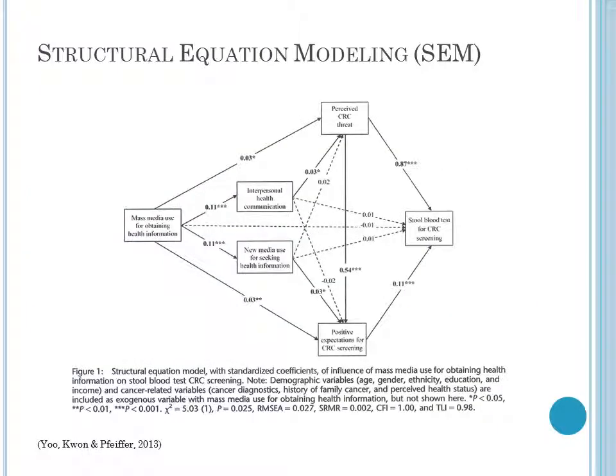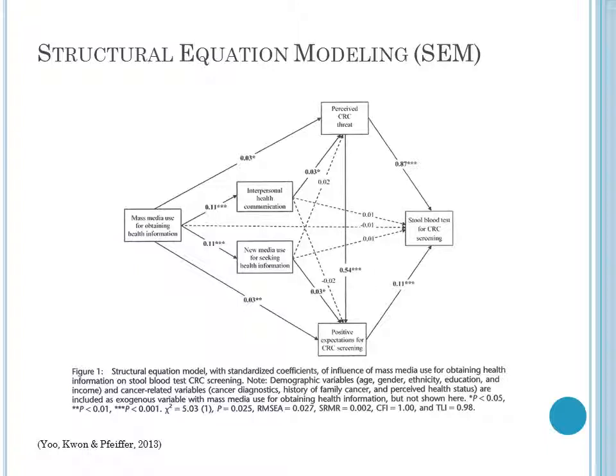These are the results of the study demonstrated in a structural equation modeling diagram. And it shows the relationship between the factors. It was found that there was a direct relationship between both the perceived threat of cancer and positive expectations to colorectal cancer screening, which are these two right here. They were a positive effect.